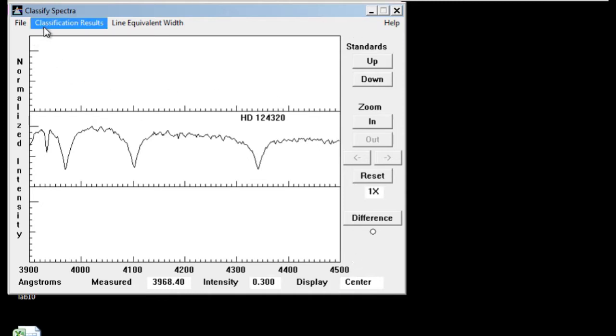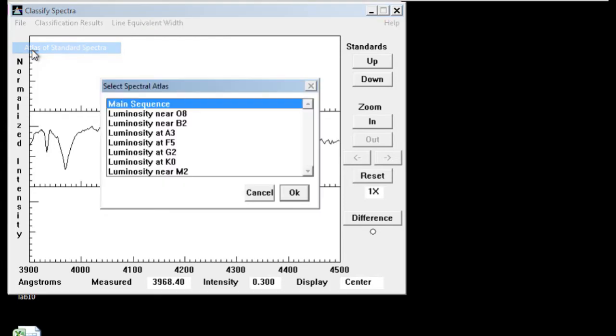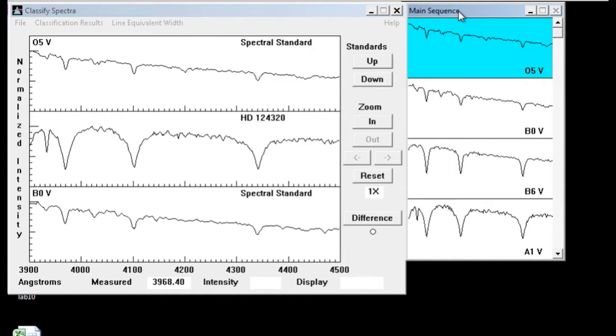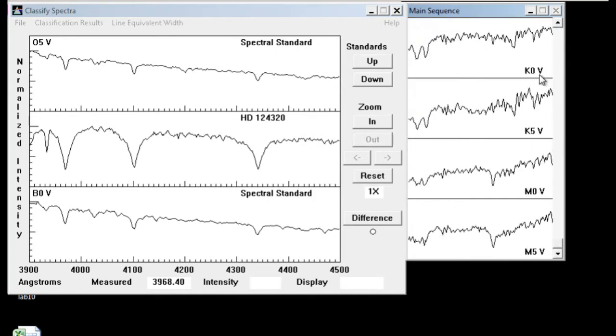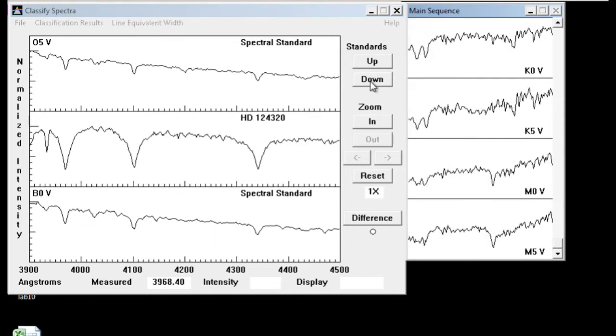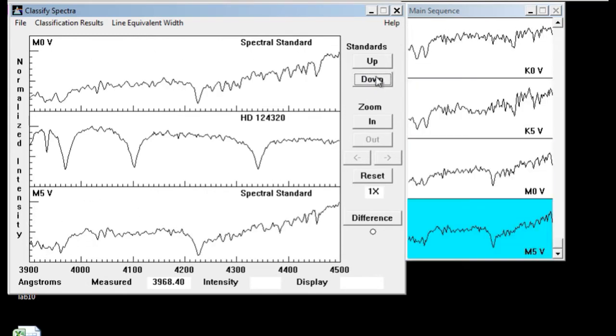So the next thing that they want us to do is to find a spectrum to compare this to. So by going to Atlas of Standard Spectra, I believe all we use will be the main sequence stars for this lab, but basically it gives us representative spectra of different stars on the main sequence. So O, B, down is A, F, G, K, and M. And we can go through these by just hitting the down button. And what we're looking for is the closest spectra.